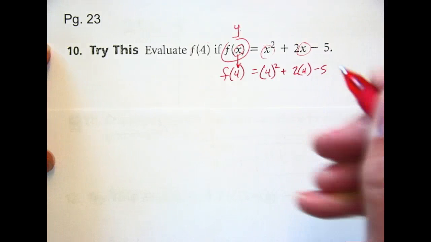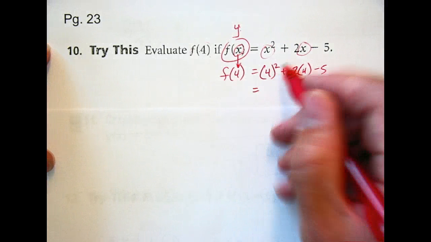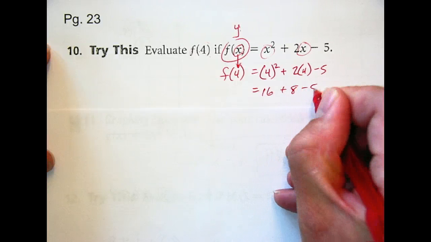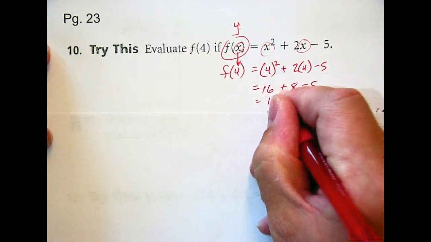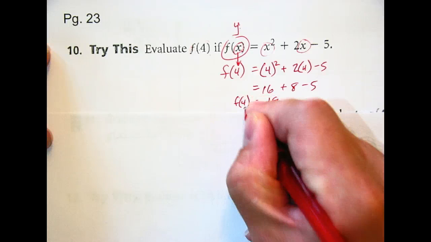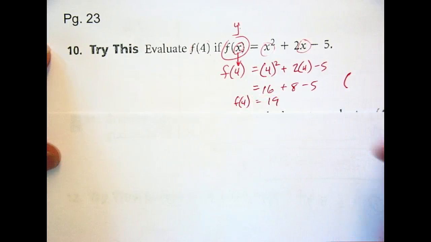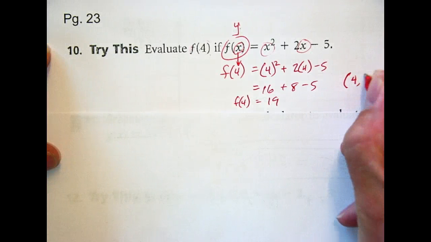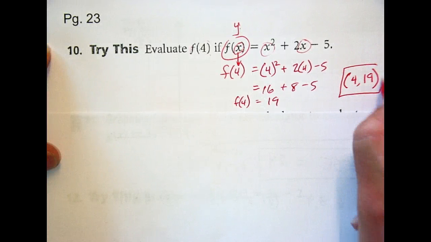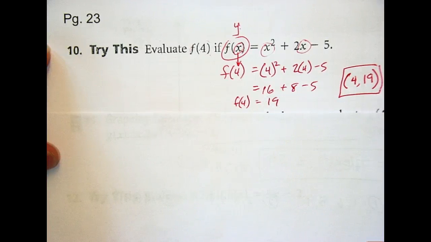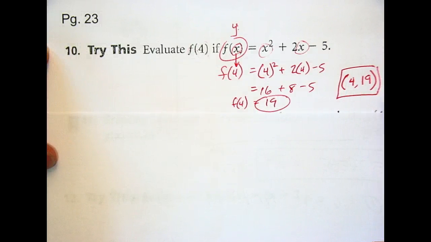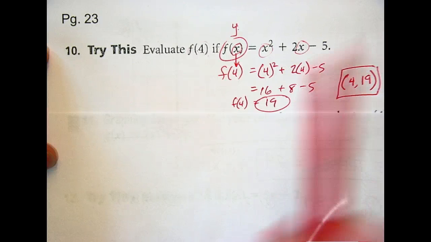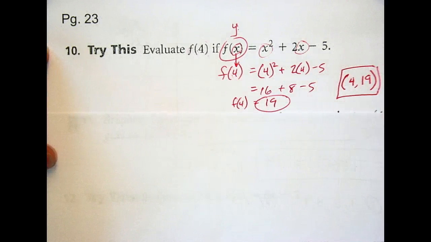So part of learning math is just knowing the language. Okay, so 4 squared, 16 plus 8 minus 5, or 24 minus 5, or 19. All right, so f of 4 is 19. And really what that means is you have an ordered pair. You have a relationship of 4, 19. This would be for those of you like, what's the answer? What do I need to put? This is your answer. But this is really what it means. The whole point of having function notation is so that you can make a relationship between an x and a y value. Okay, any questions there?